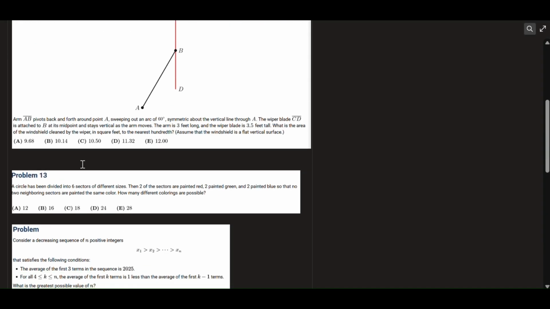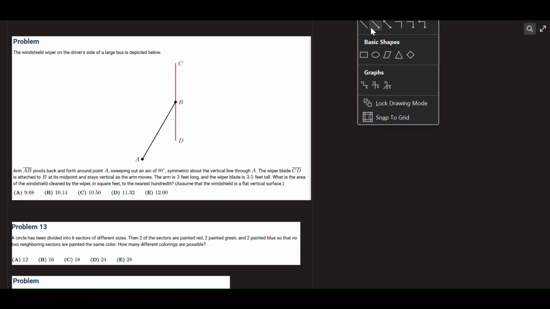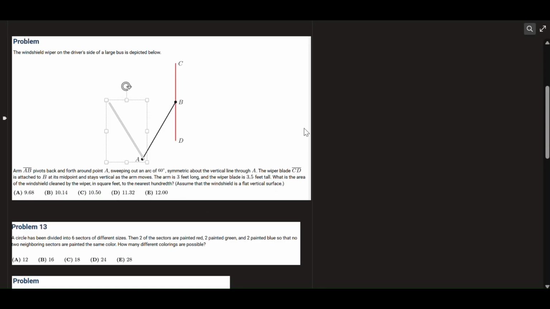Now we can move on to the next question. What we first notice is that we have a 60-degree arc. So when we think of a 60-degree arc, we can try to draw this. First we'll draw what it'll look like fully extended, and this is the 60-degree angle. So this is our arc, the extended version of our arc.